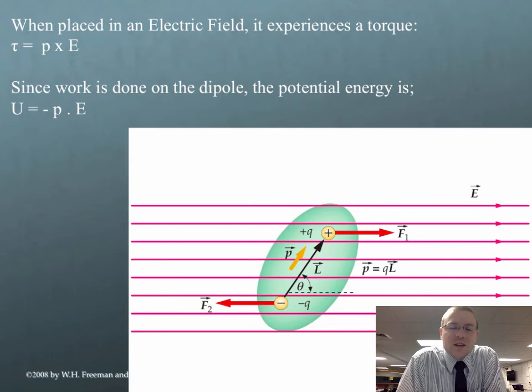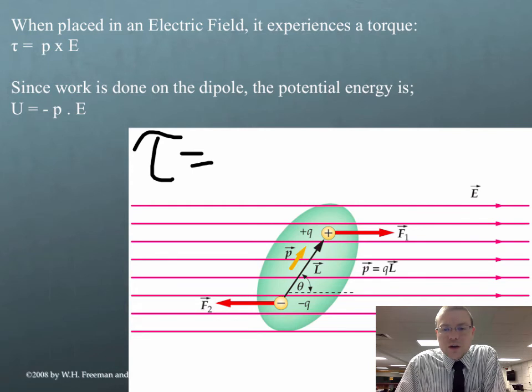When you place dipoles in an electric field, you can see that there's a negative charge down below and a positive charge above for this dipole. It has a dipole moment pointing up from the negative to the positive. And if you put it in an electric field, the positive feels a force to the right and the negative feels a force to the left. The dipole is going to try and orient itself with the electric field.